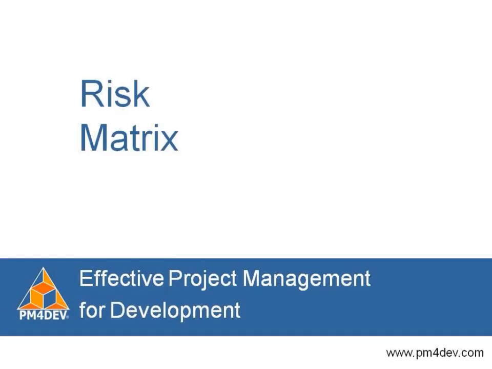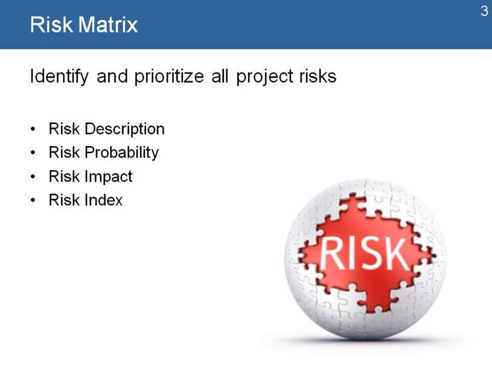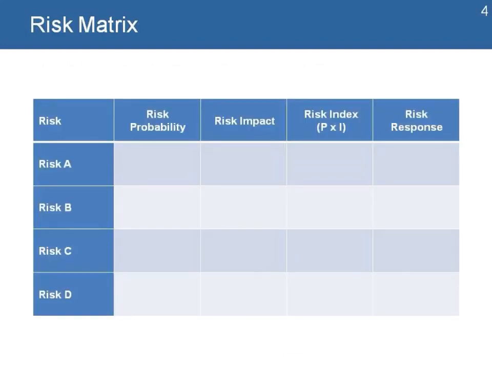This is a presentation on risk matrix. The risk matrix is a tool that helps us identify and prioritize all the project risks. Basically it contains 4 elements: a description, a probability of the risk, the impact levels, and an index. We'll go into each one of those in more detail.